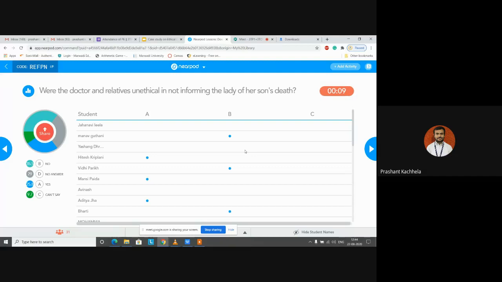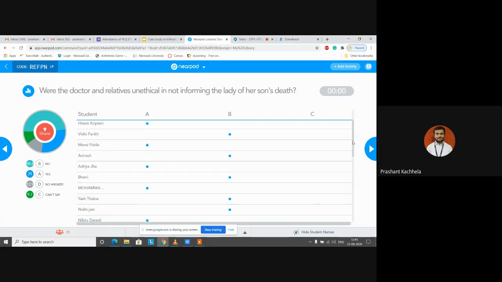10, 9, 8, 7, 6, 5, 4, 3, 2, 1, and time's up, guys. Now let's see. Okay, this is the result that I'm seeing currently. Option 1 is selected by 29 people, but the highest one is option B. People are saying that no, doctors and relatives are not wrong here. They are not unethical here. So the majority, 48.4, are saying no. 9.7 are saying can't say. They are confused, and that's why they are saying can't say. This is just to take your opinion.